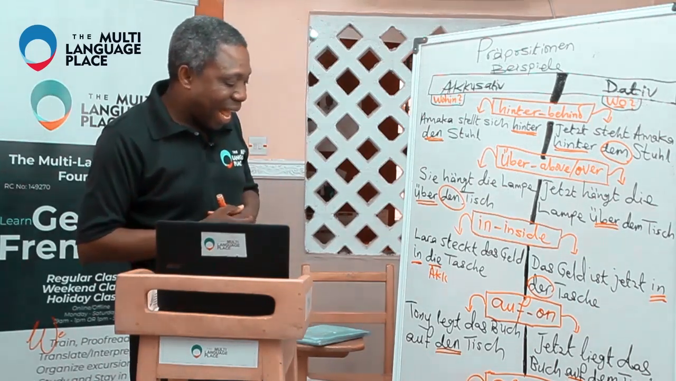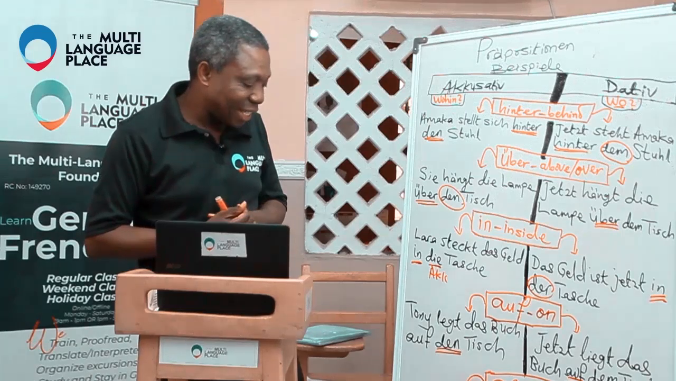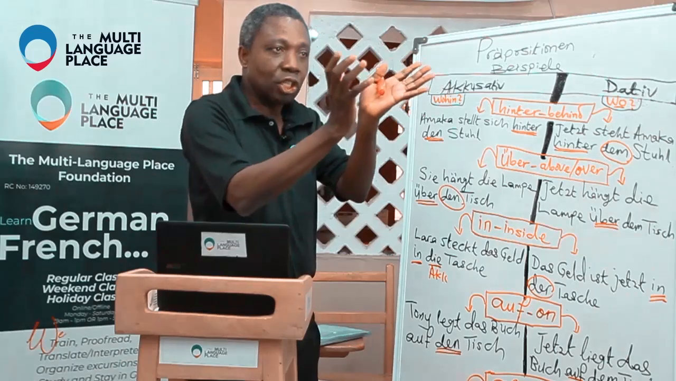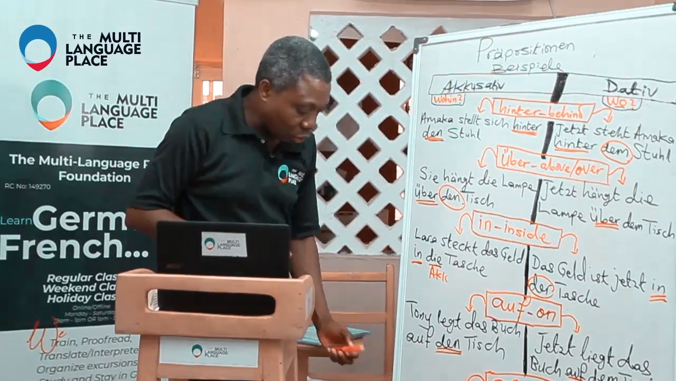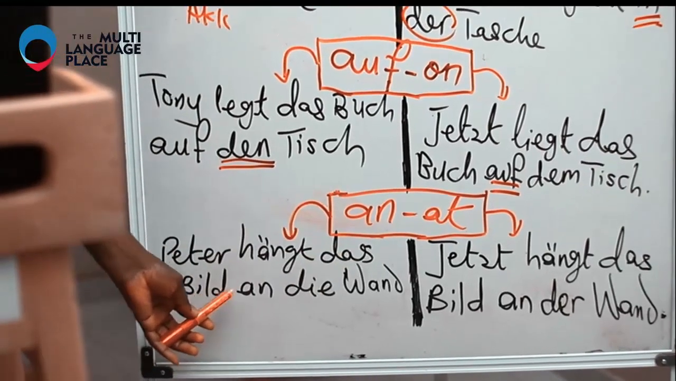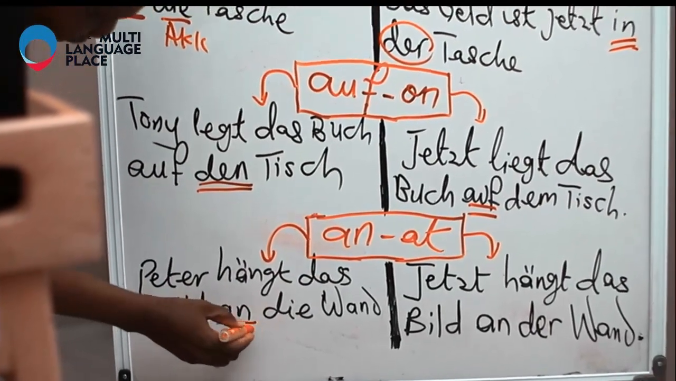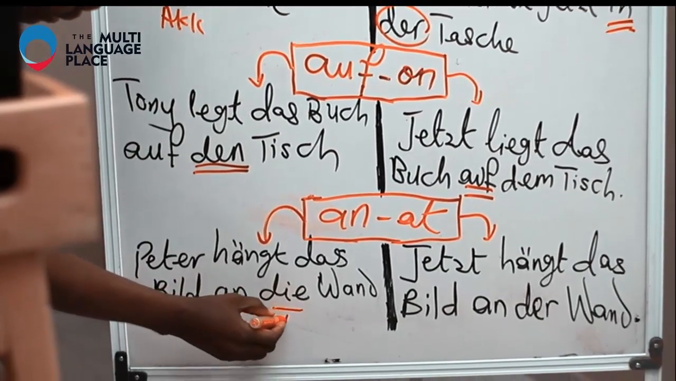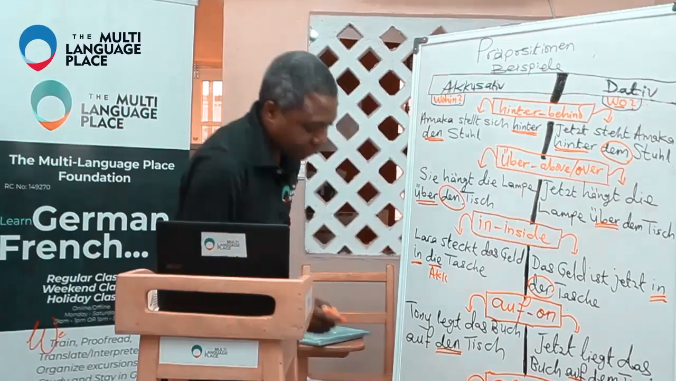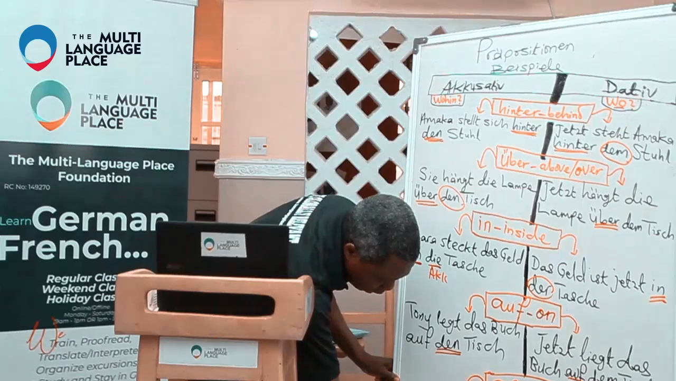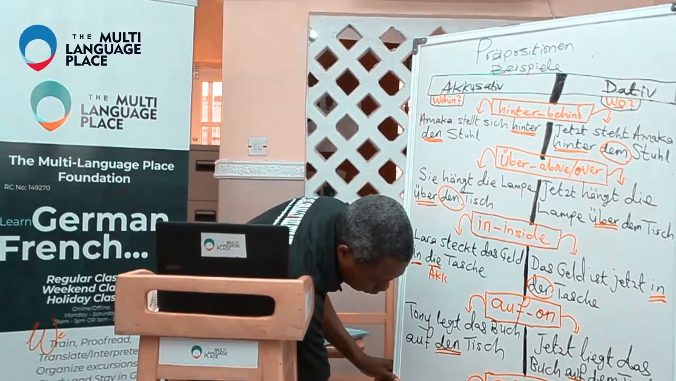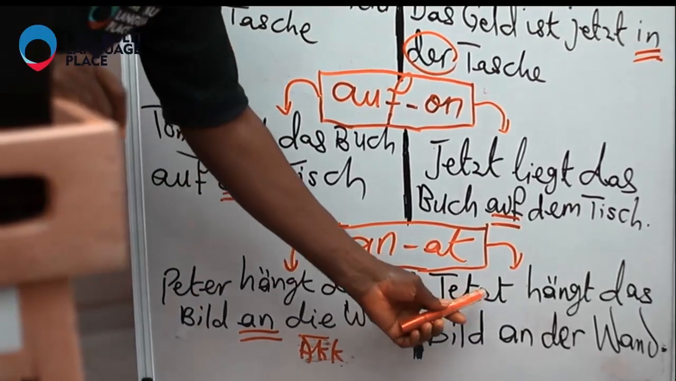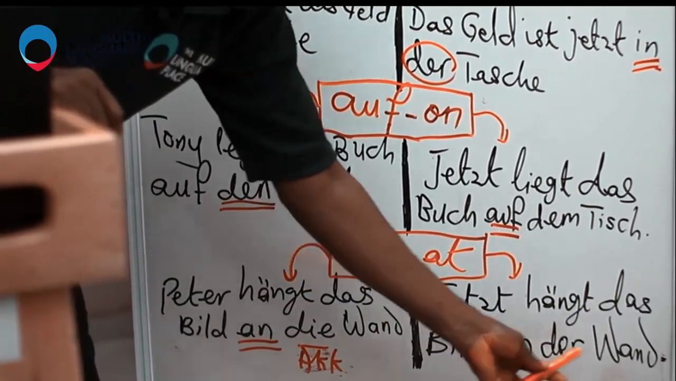Peter hängt das Bild an die Wand. Now Peter is performing an action here and is hanging the picture on the wall. So Peter hängt das Bild an, and because of that process, somebody being involved in doing it, we see die. This is accusative. And then here we have the other side where the same an is used. We see that it controls dative. Why? Jetzt hängt das Bild an der Wand.